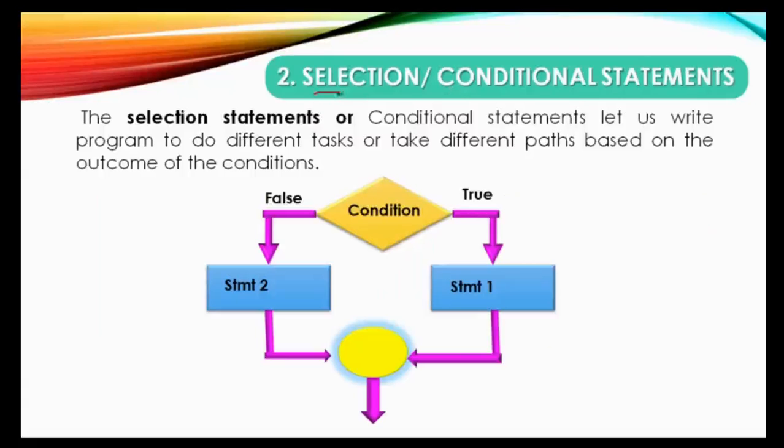The second type of execution is selection or conditional statement. Selection statements let us write programs to do different tasks or to take different paths based on the outcome of a condition. So there will be a condition evaluator. We evaluate a condition. This condition can result in either true or false. If the condition is true, a set of statements will be executed and the program will end. And if the condition is false, another set of statements will be executed, and after executing statement 2, the program will end. So either statement 1 or statement 2 will be executed. This type of execution is called selection or conditional statements.